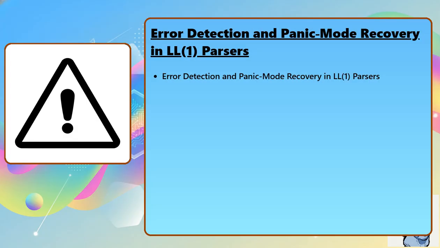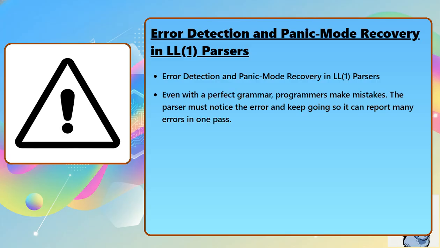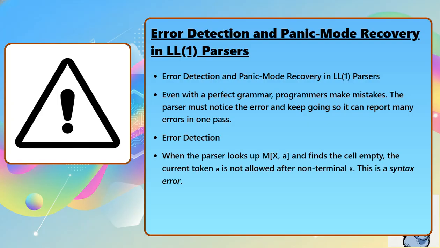Error detection and panic mode recovery in LL(1) parsers. Even with a perfect grammar, programmers make mistakes. The parser must notice the error and keep going so it can report many errors in one pass. Error detection: when the parser looks up M[X, A] and finds the cell empty, the current token A is not allowed after non-terminal X. This is a syntax error. The parser can immediately report unexpected token A after X.